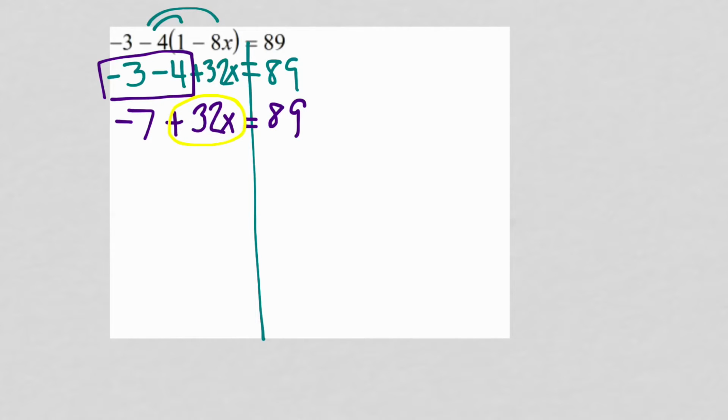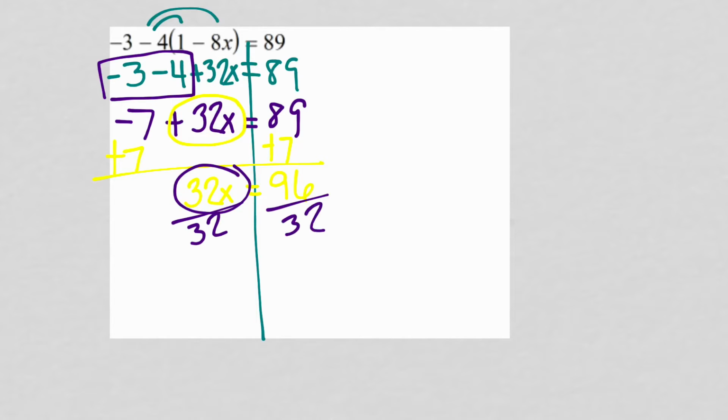Circle what you're solving for. How do I make a negative 7 switch sides? By doing the opposite. So we're going to add 7 to both sides. So I have 32x equals 96. Again, circle what you're solving for. It helps keep your work straight. You're going to divide by 32, divide by 32, and x equals 3.